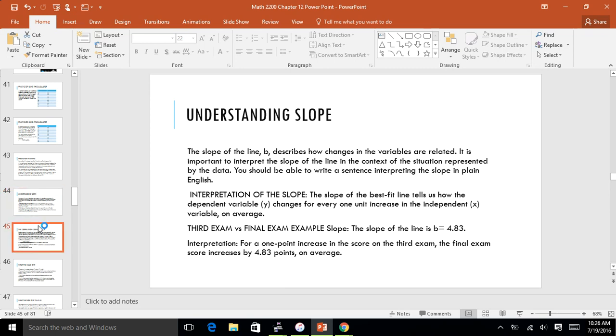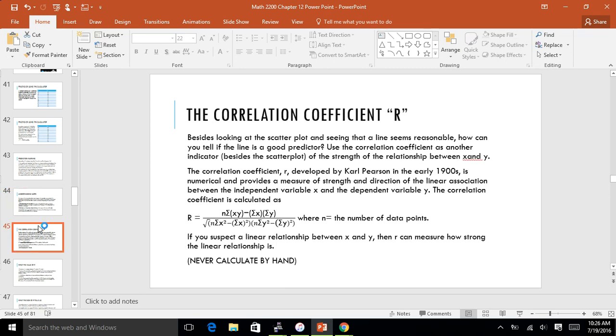All right, let's talk about the coefficient R. Besides looking at the scatter plot and seeing if the line seems reasonable, you can see if it's a good predictor. So we use something called the correlation coefficient, which is R. It was developed in the early 1900s by Karl Pearson, and it's numeric, and it provides a measure of the strength and the direction of the linear association between X and Y. If you see here, that really nasty formula, there's a lot going on there, but we don't ever have to worry about it because the calculator does it for us.